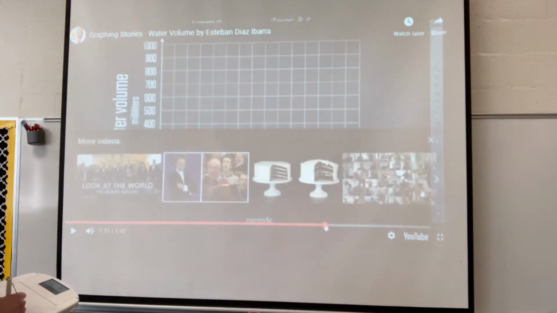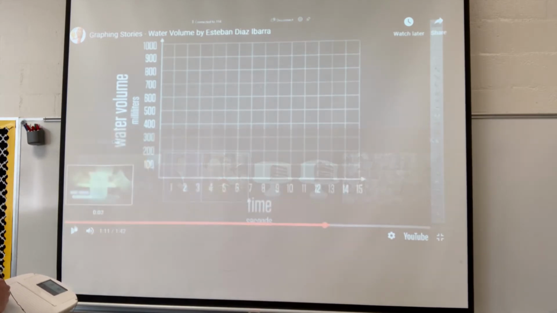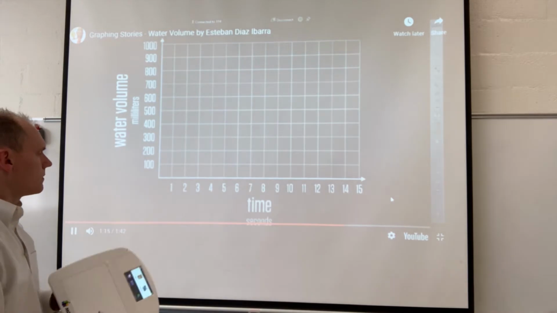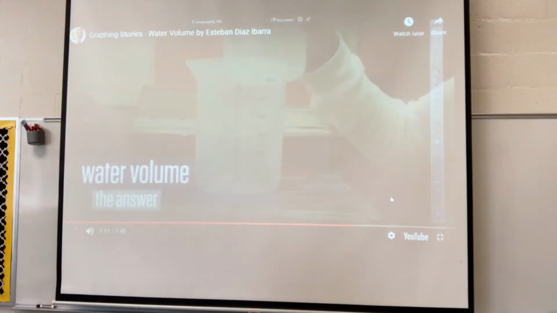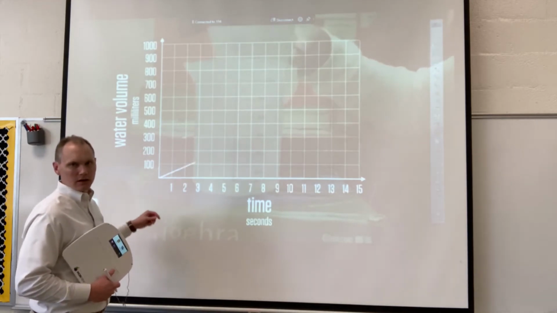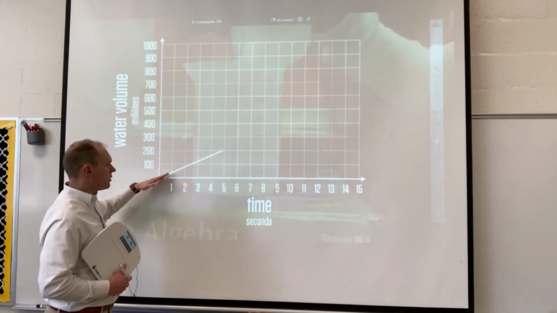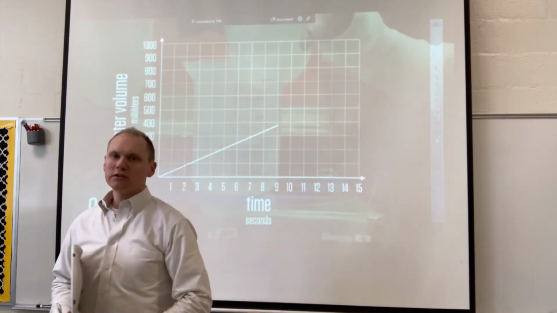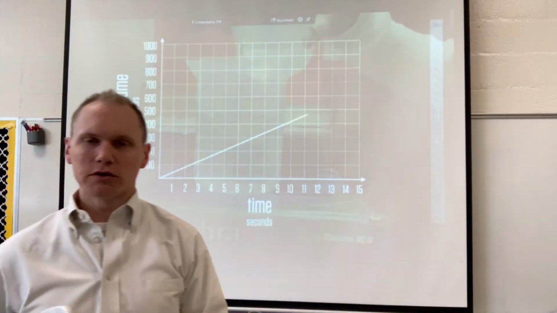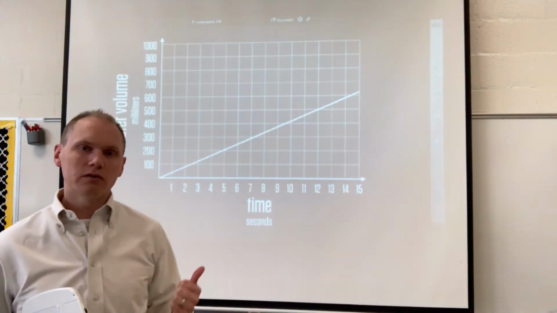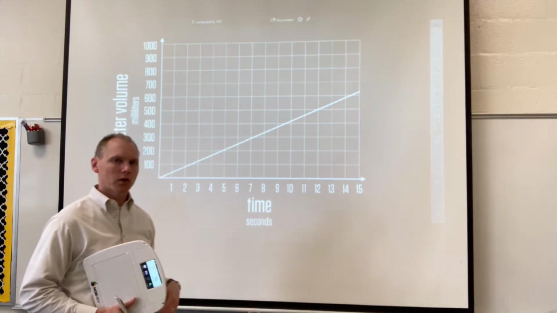All right, and then let me show you the answer here. So as the water is going in, it's at a constant rate. And so the volume is increasing at a constant rate. And so this is a linear function. So it's an example of a linear function. There's tons of other examples of linear functions in the real world. This is just one of those.